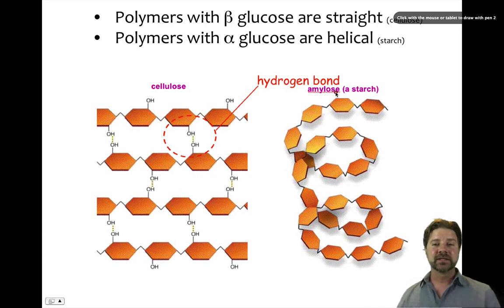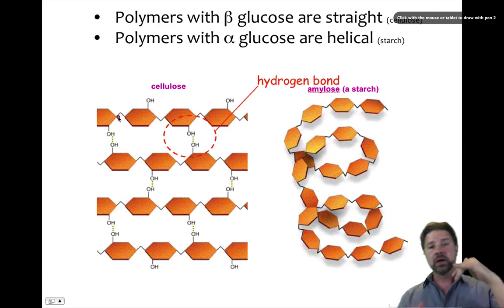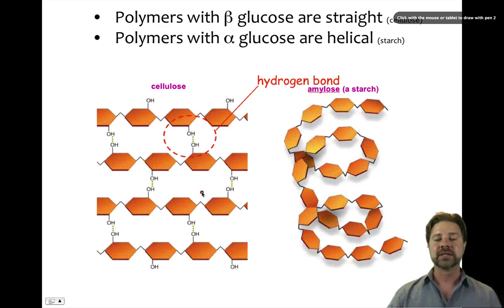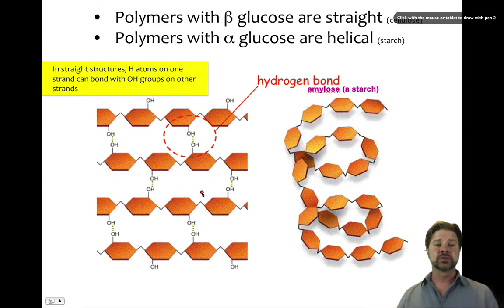So if we go back to this slide here, we'll notice that with the beta, we said that the glucose molecules will flip, one up, one down, one up, one down. And what that's going to do is produce some real straight chain looking polysaccharides there. So what we can say then is in straight structures, H atoms on one strand can bond with OH groups on the other strand. Where does that happen? Right here in this red circle.